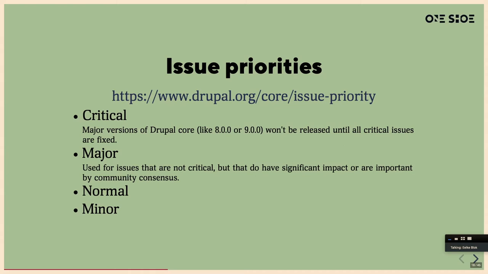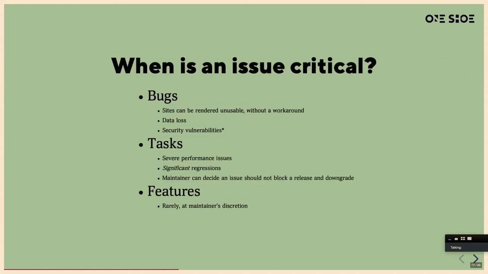Normal is everything else. Minor is limited to usually cosmetic, small little problems, for example. So when is an issue considered critical? Bugs can be considered critical when they render a site unusable and there is no workaround.